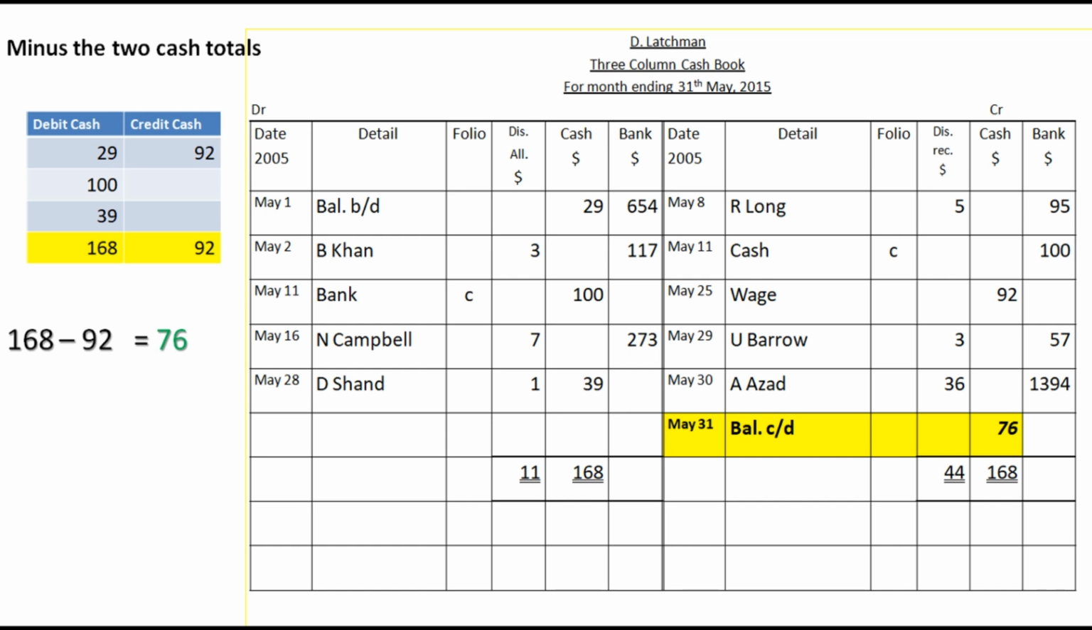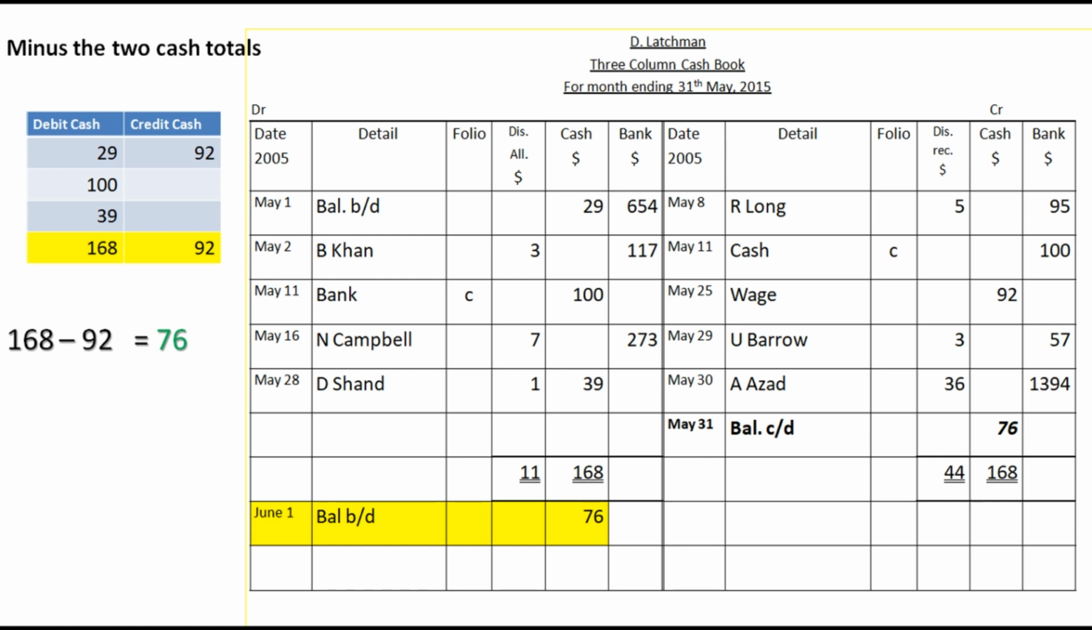Next, we have to bring down the balance BD into the new month. So after the month of May, there's the 1st of June. And we bring it down on the debit side. And the $76 will come down because this is the extra money that we have left from the previous month, which is May. We have $76 in the cash column.